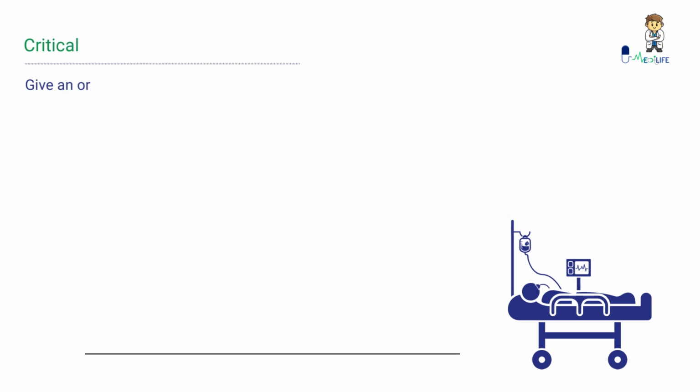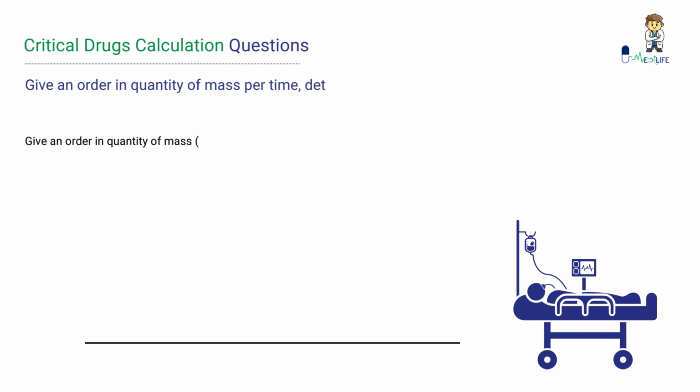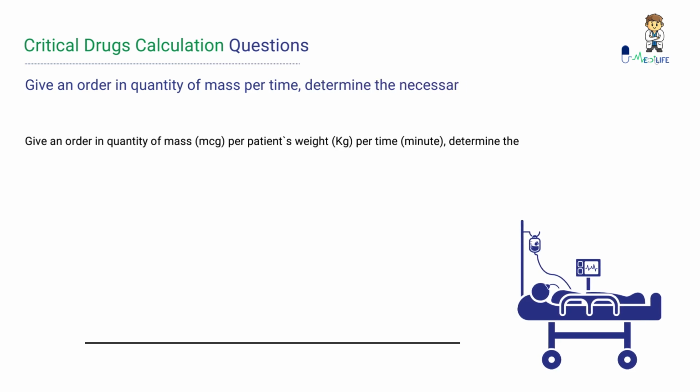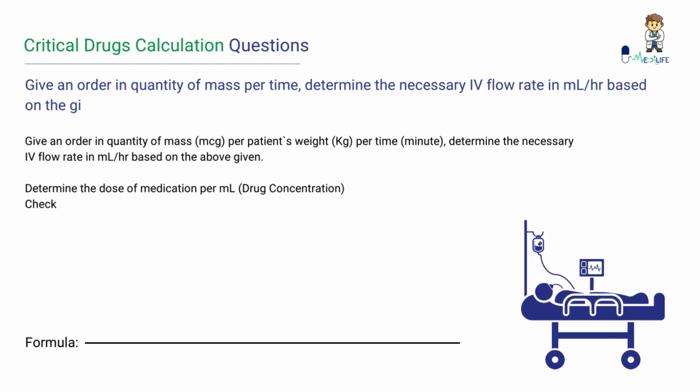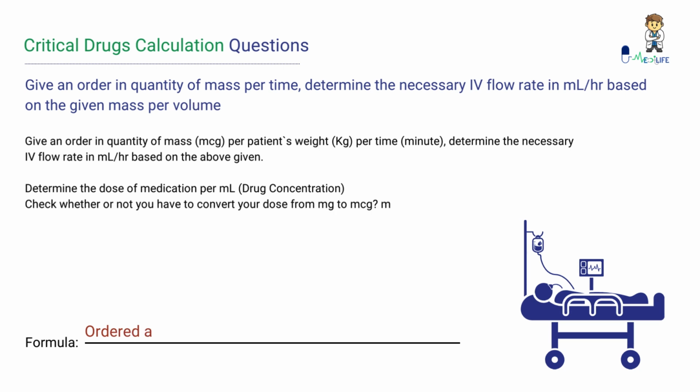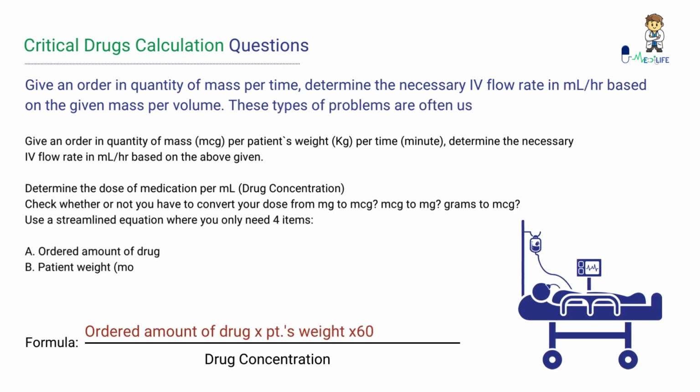We've reached the last formula in today's session. To calculate critical care drugs, you need 4 basic elements: the ordered amount of the medication, the patient's weight, the number of minutes in an hour, which is always the same, and the dose per milliliter. Please check the presented formula to understand how these elements fit together.